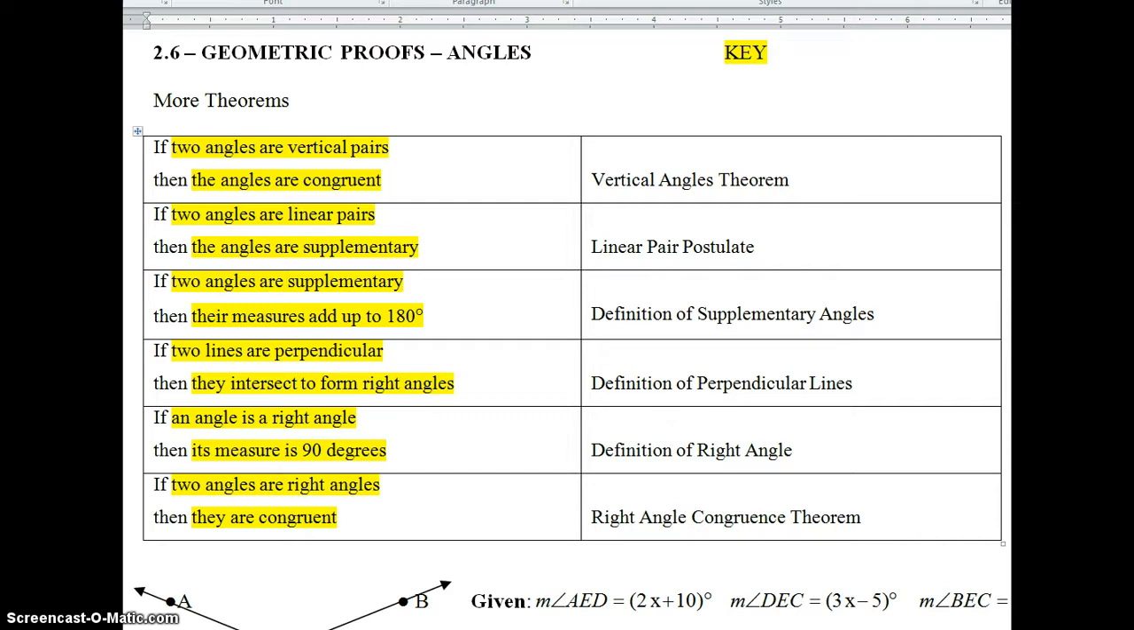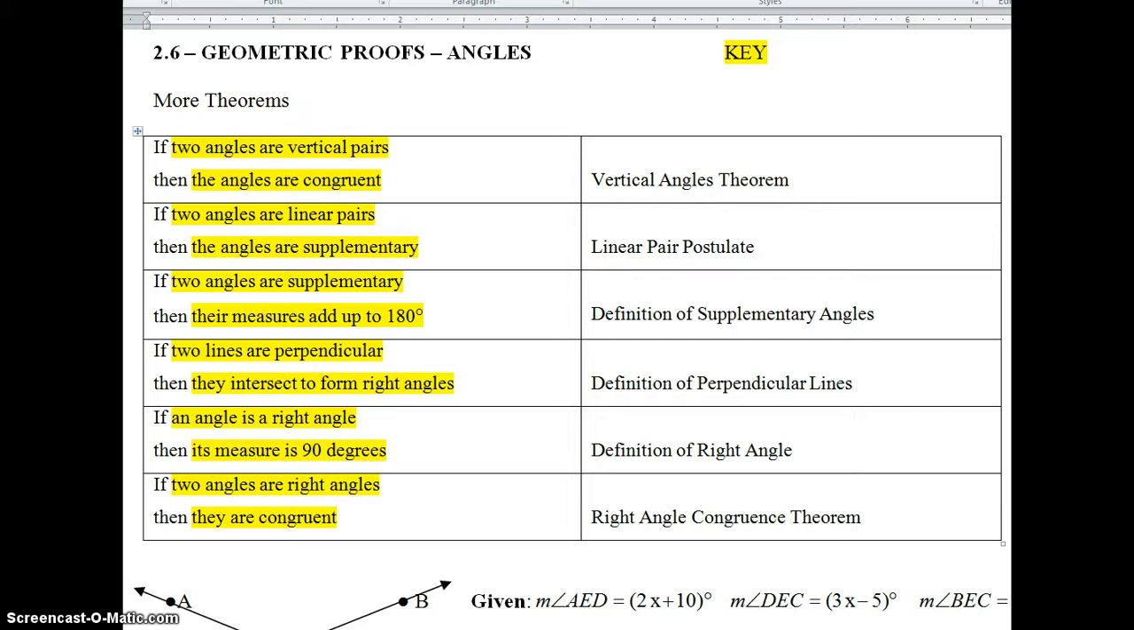And then we said if two lines, well this is a new one actually, if two lines are perpendicular, then they intersect to form right angles. That's why we did the little squares in the corner. That's called the definition of perpendicular lines. Now be careful, the definition of perpendicular lines isn't that they made 90 degrees. It was two lines that made right angles.